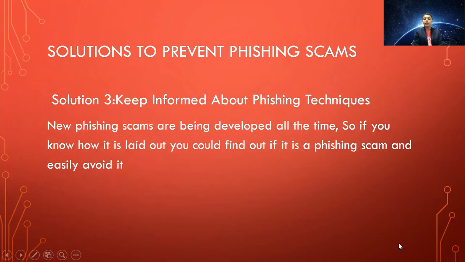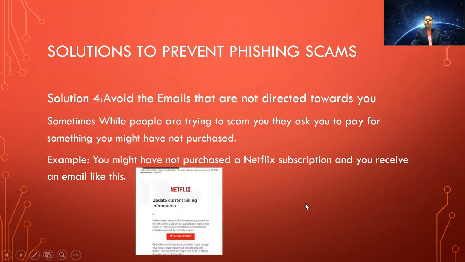Solution 3. Keep informed about phishing techniques. New phishing scams are developed all the time. So if you know how a phishing scam is laid out, you could find out if it's a phishing scam and easily avoid it. Solution 4. Avoid the emails that are not directed towards you. Sometimes while people are trying to scam you, they ask you to pay for something you might not have purchased. Example, you might not have purchased a Netflix subscription and you receive an email like this.